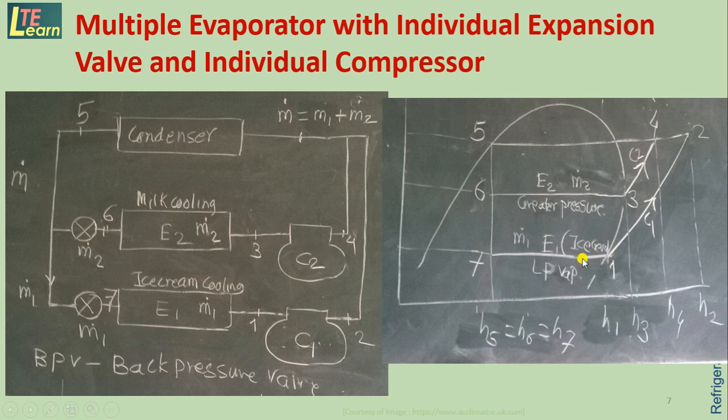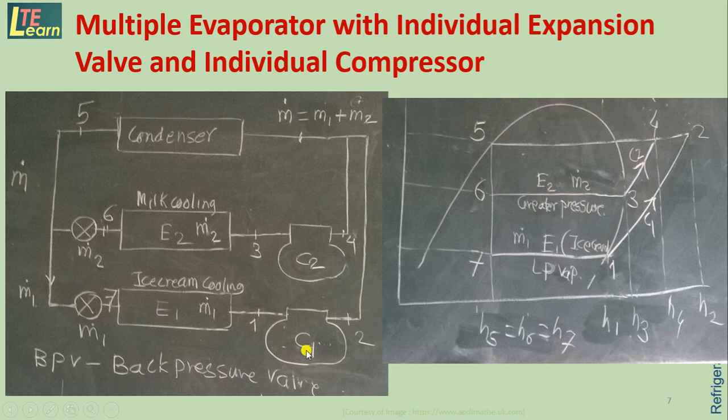Now let us see pH diagram. 1 to 2 is compression for compressor 1, 3 to 4 is compression for second compressor, 2 and 4 collectively together up to 5 is condensation. Here mass flow rate M1 dot is passing through low temperature evaporator E1. Mass flow rate M2 dot is passing through medium temperature or high temperature evaporator here.